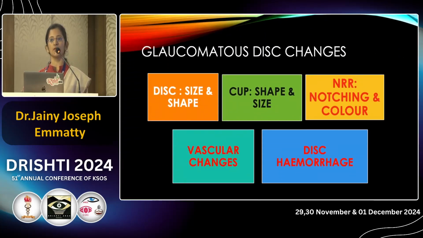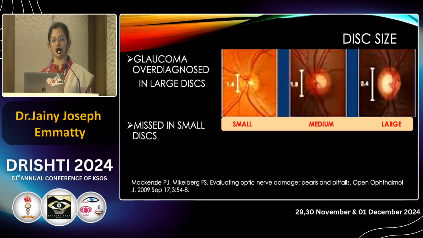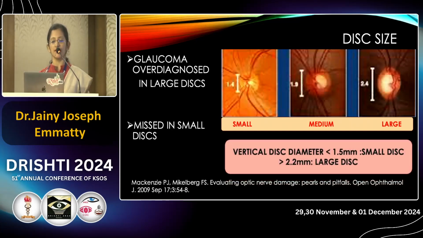So what are the typical glaucomatous disc changes? We'll just go through the typical changes. The main thing is that we should look at the disc size, and correlate the size of the cup with the disc. Regarding the cup, we should note the shape and the size of the cup in correlation with the disc size, the thinning of the neuroretinal rim, notching, vascular changes, and the hemorrhages on the disc. As I told you, usually glaucoma is overdiagnosed in larger discs, and the smaller discs are actually more susceptible to glaucoma, which is usually missed. So the disc size should always be measured, and the cup should be related to the disc.